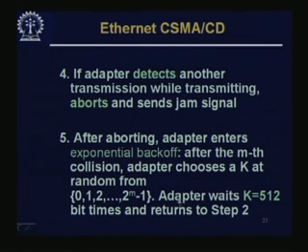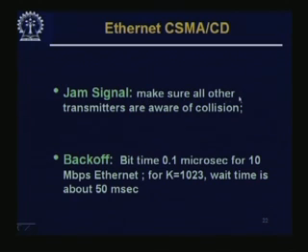Now the adapter waits k times 512 bit times and then returns to step 2. Suppose k is 100. So 100 into 512 bit times, how much is 512 bit times, we will see that. That much it waits and then it tries again. The jam signal makes sure that all other transmitters are aware of the collision, so we send a jam signal when the adapter detects a collision. And for the backoff, how much does it back off, let us see. Bit time is 0.1 microsecond for a 10 Mbps Ethernet. So 512 bit times would be 51.2 microseconds, and 51.2 microseconds into 1023 is approximately 50 milliseconds. So it waits for 50 milliseconds if k happens to come out as 1023.